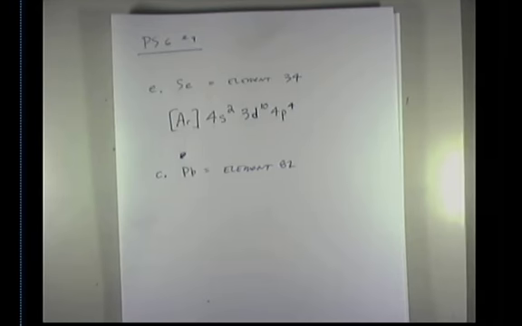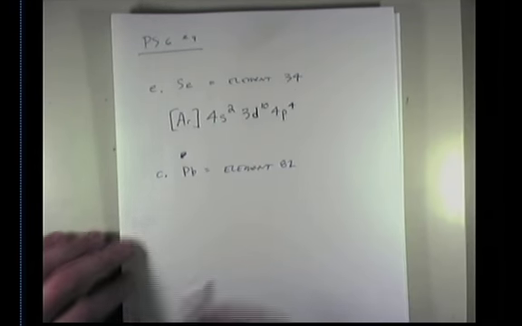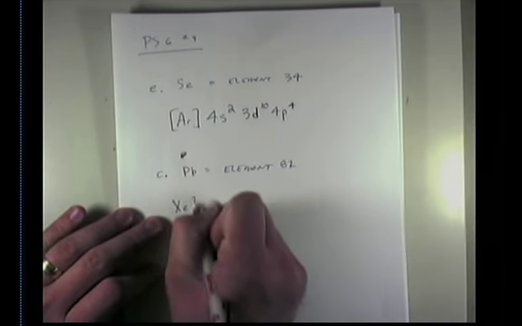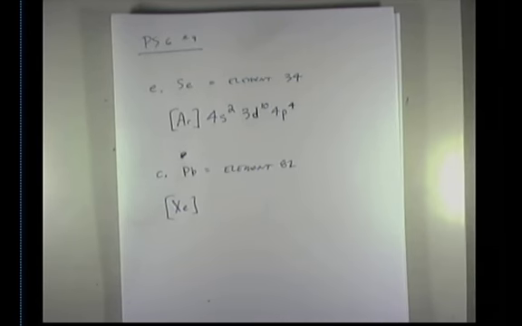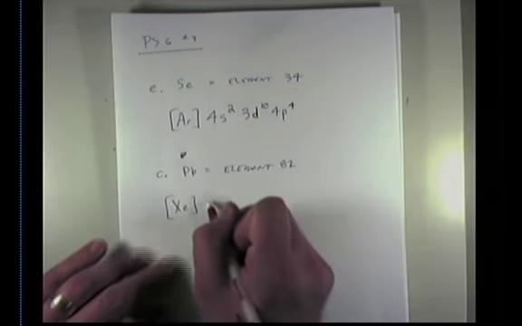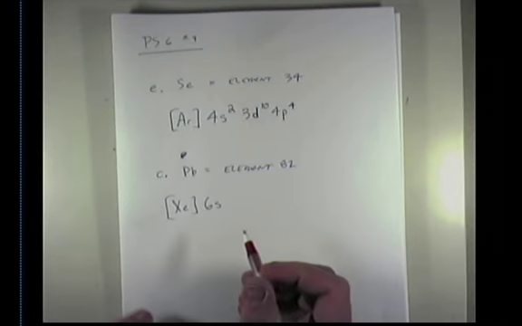I'm going to look and find the element that precedes lead in the noble gas column. The noble gas that precedes lead on the periodic table is xenon, element number 54. So I write xenon in brackets, and now all I need to do is write the remaining electron configuration between xenon and lead. So the next element after xenon is element 55, cesium. Cesium is in row 6, so it has a 6s.